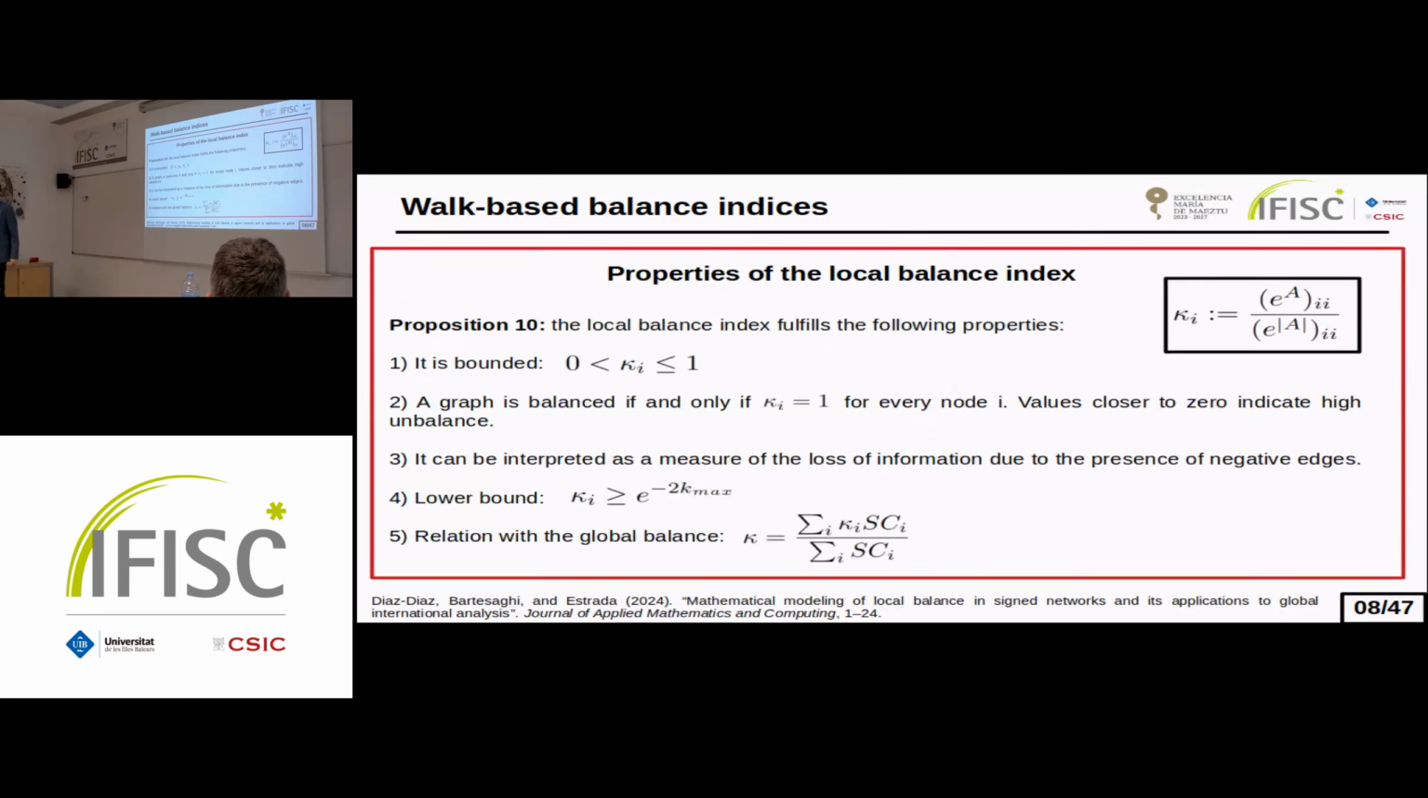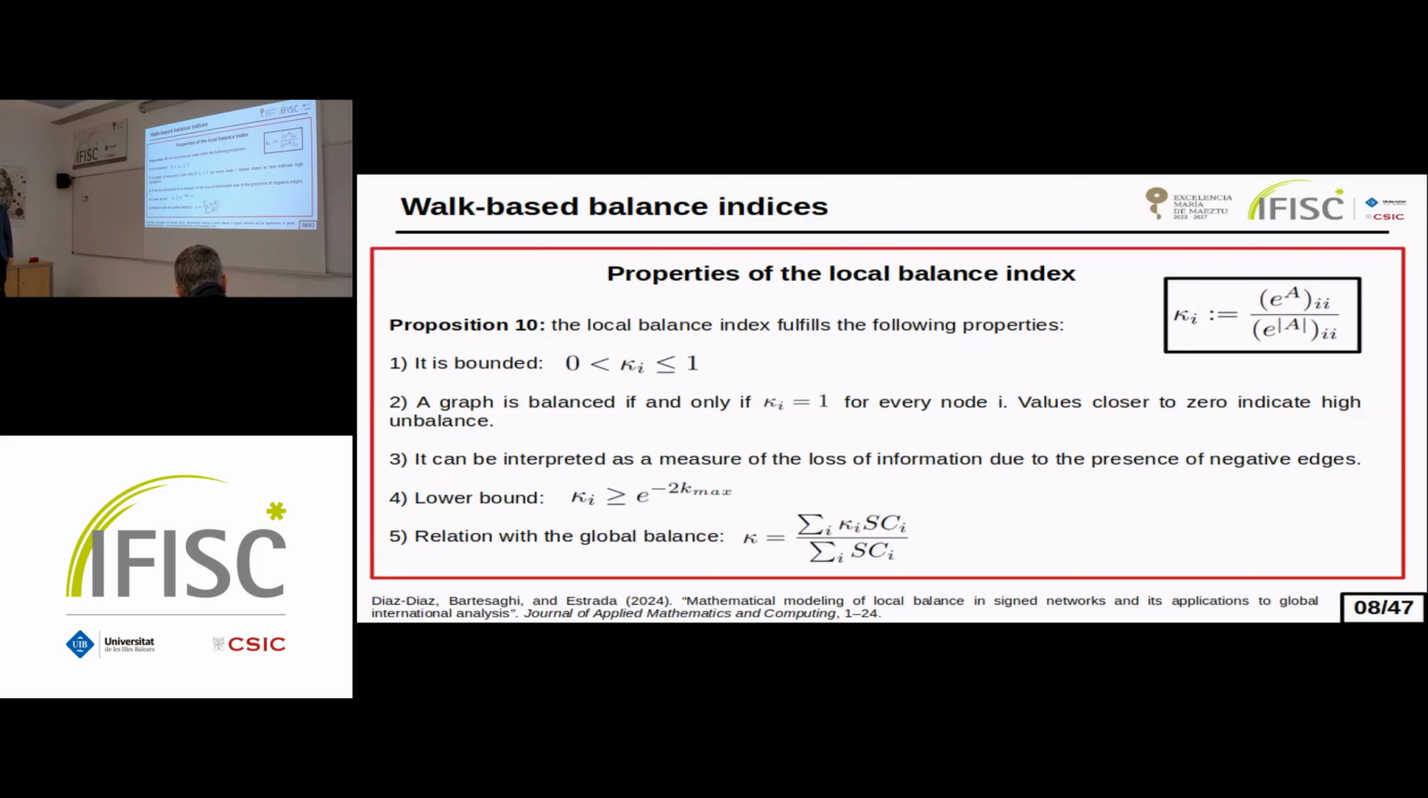Now, we looked a lot at the mathematical properties of this index, and we found that it has several nice properties. First, it is bounded between 0 and 1. Values closer to 1 correspond to balanced nodes, and values closer to 0 correspond to unbalanced nodes. In fact, a network is balanced if and only if the local balance of every node is equal to 1. We also found that it can be interpreted as a measure of the loss of information due to the presence of negative edges. We found tighter bounds related to the degree. And we also found that the global balance can be expressed as a weighted average of the local balance indices of the network.